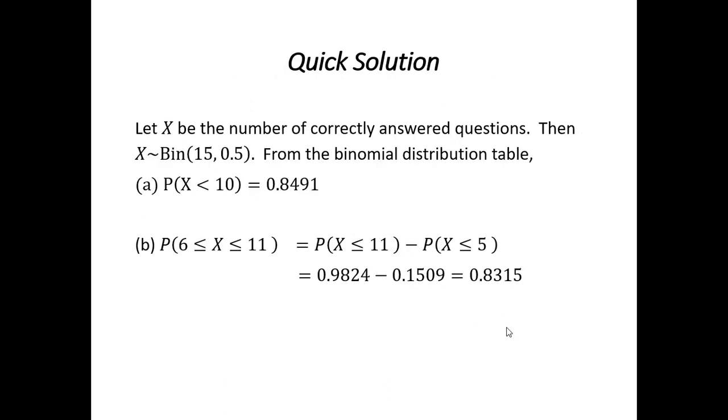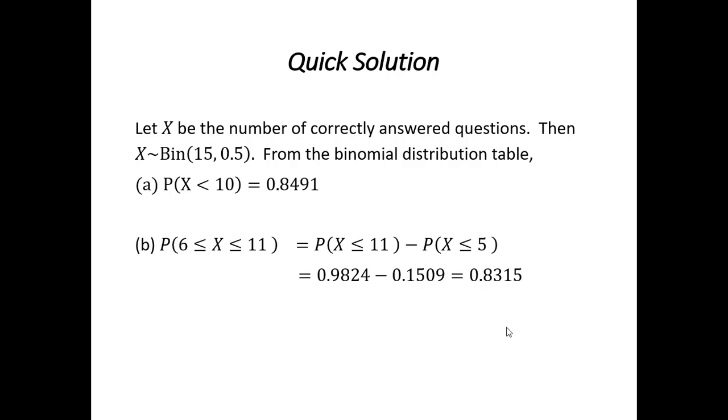So solutions are given here. X is binomial, n is 15, p is 0.5. So the probability he fails is the probability x is less than 10. This should work out to 0.8491. So I'd say about an 85% chance that this is a failing strategy.